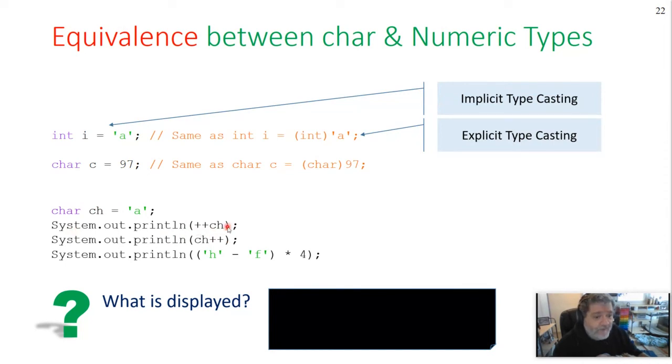I don't know. Anyway, now that I have this value stored in ch, what happens if I do System.out.println(++ch)? Plus plus is a unary pre-increment operator, right? So we're going to review that a little bit here. I increment ch first, and then the result of ++ch is the new value of ch that has been incremented. So what happens if I increment the index that is stored inside of ch? What is the letter that's going to be displayed in that terminal?